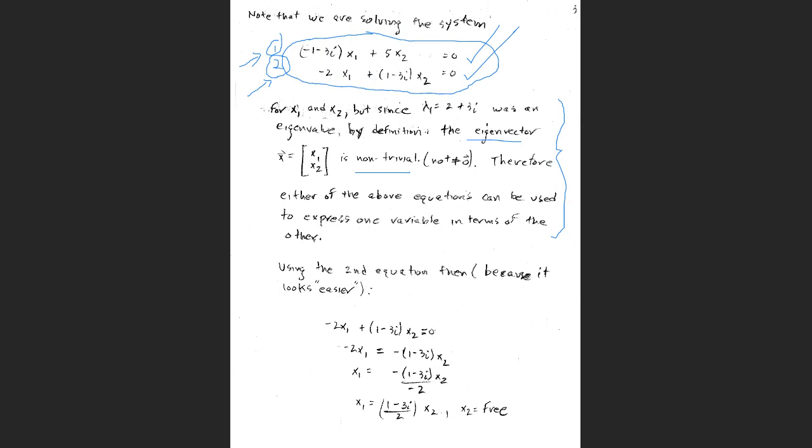I agree, equation 2 looks easier. And so that's what I do. I use the second equation because it looks easier. So negative 2x1 plus (1 minus 3i)x2 equals 0. And I'm going to solve for x1. When I do, I get x1 equals the complex scalar (1 minus 3i) over 2 times x2, where x2 is free.